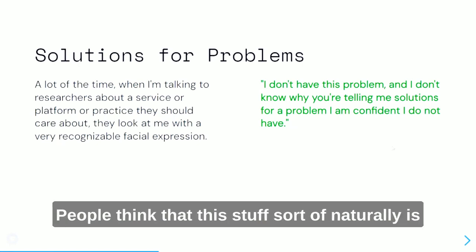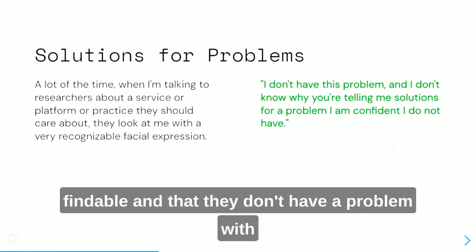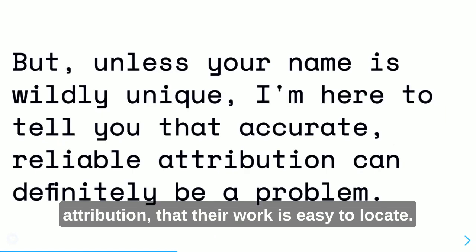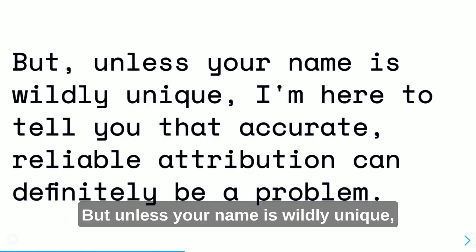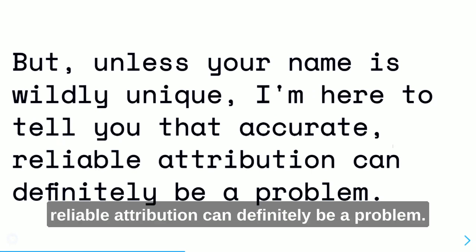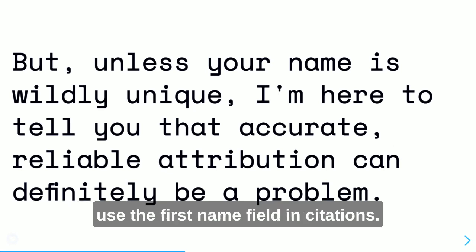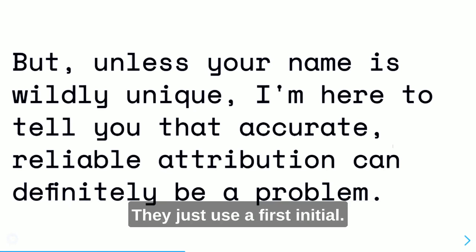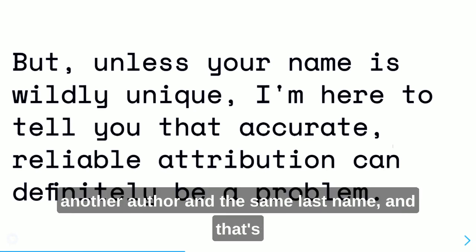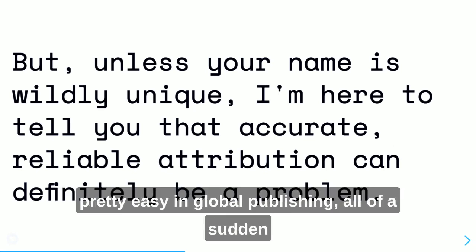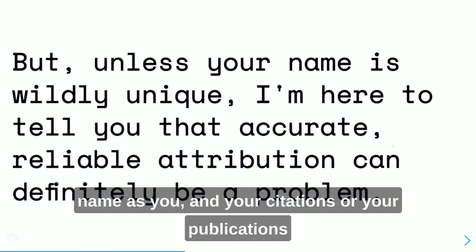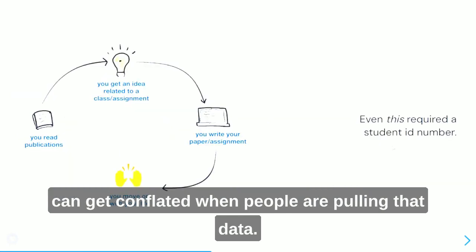People think that this stuff naturally is findable and that they don't have a problem with attribution, that their work is easy to locate. But unless your name is wildly unique, I'm here to tell you that accurate, reliable attribution can definitely be a problem. Take, for example, there are whole disciplines that don't really use the first name field in citations. They just use a first initial. So if you have the same first initial as another author and the same last name, and that's pretty easy in global publishing, all of a sudden you have another person who's publishing with the same name as you, and your citations or your publications can get conflated when people are pulling that data.